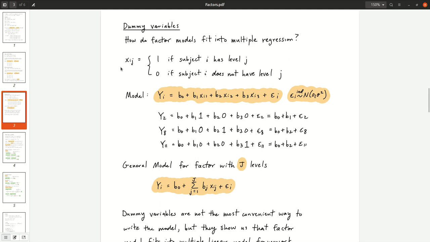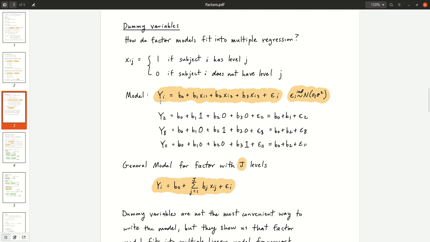So here's the definition. We have this variable x_ij. What we're talking about is the ith subject. Even though this has a double subscript, we're going to be using single subscript for the responses. Here i runs from 1 to n, the total number of observations, and j corresponds to a level of the factor. So x_ij is equal to 1 if subject i out of n has the jth level of the factor, and it's zero otherwise. If that's confusing, let's just look at some examples.